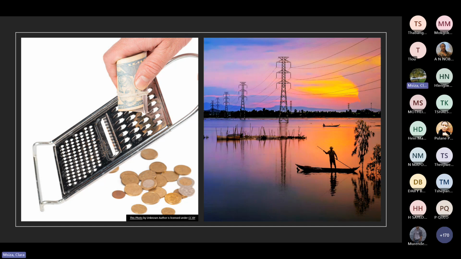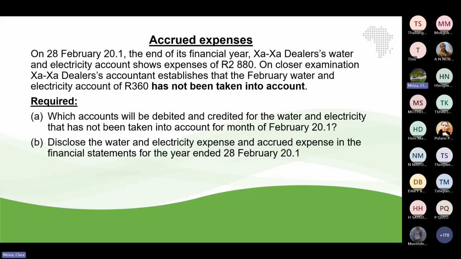Thank you. Very interesting. So now we are looking at our accrued expense. And on this, we're looking at the water and electricity, the money we spend on that. And our example is as such. Remember, accrued expense.